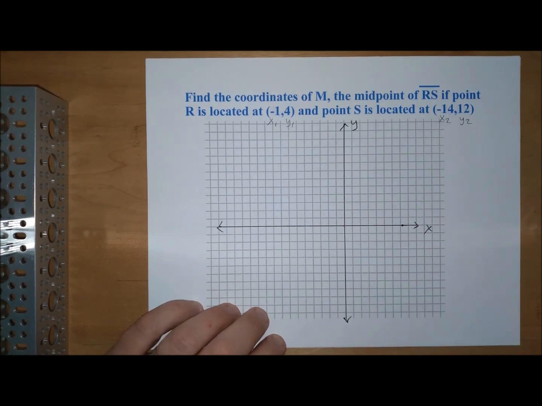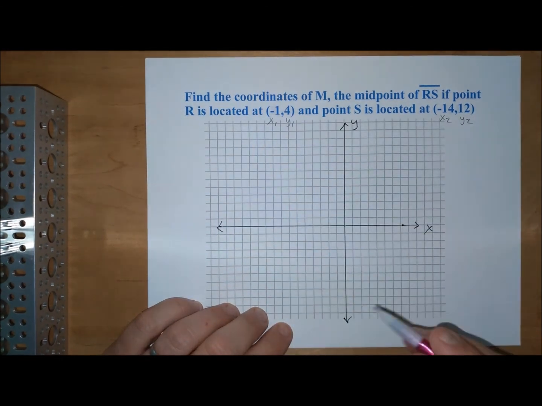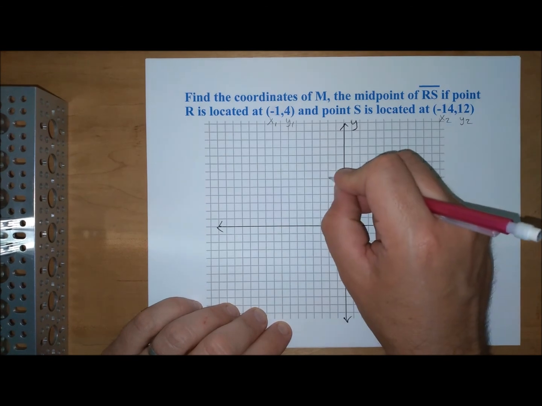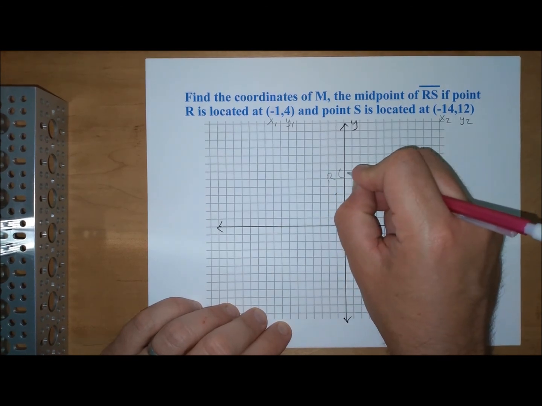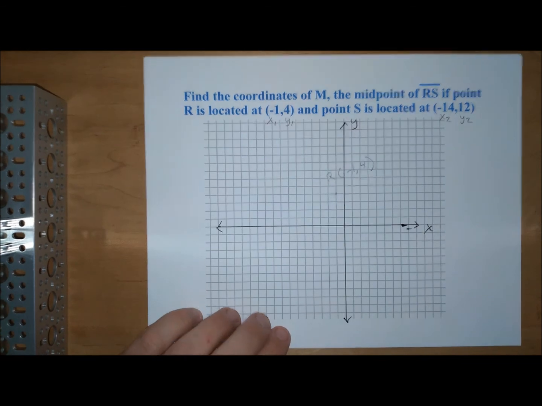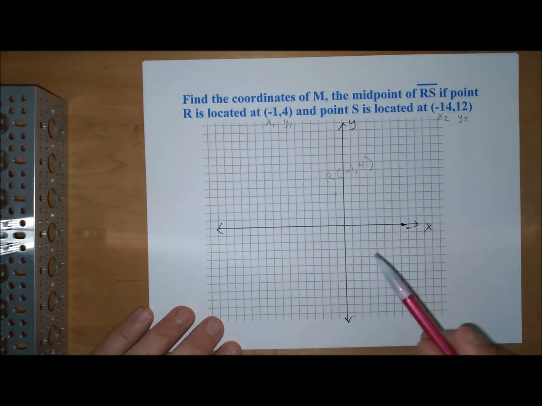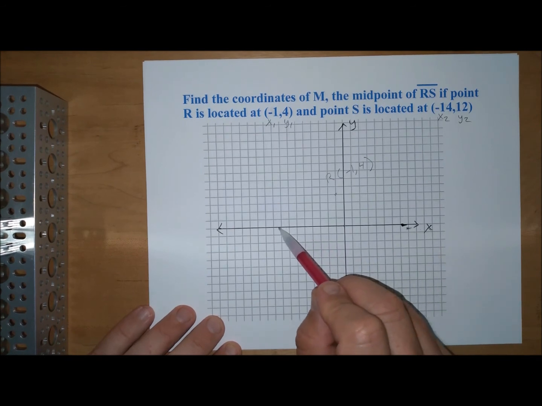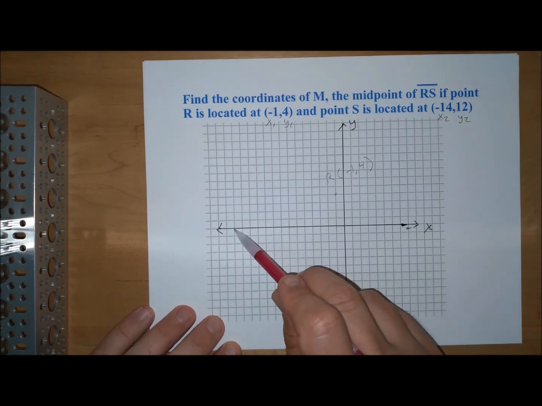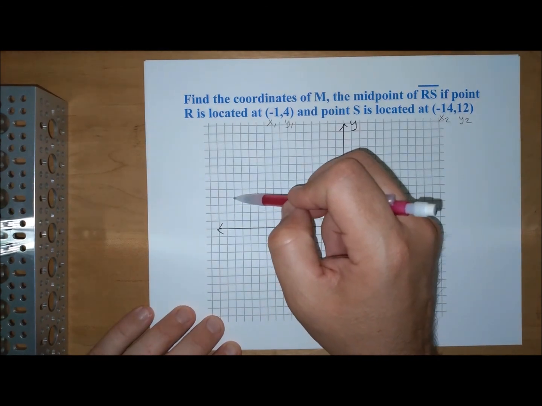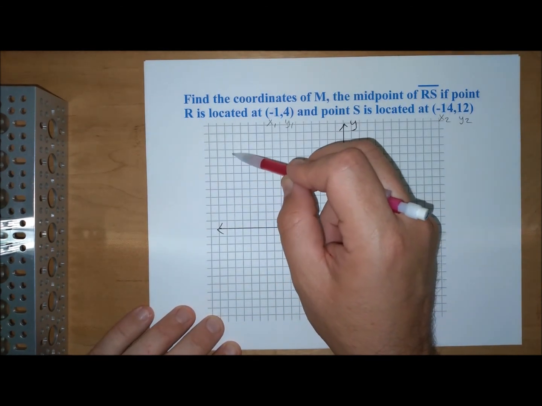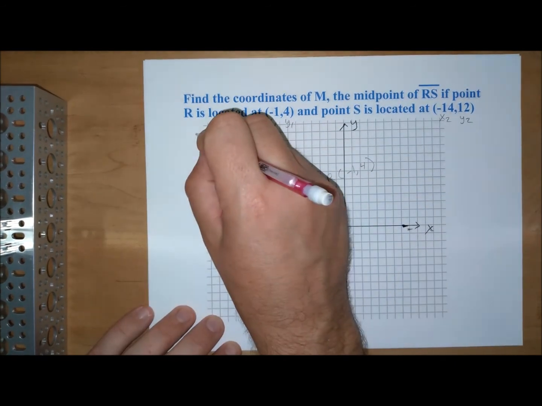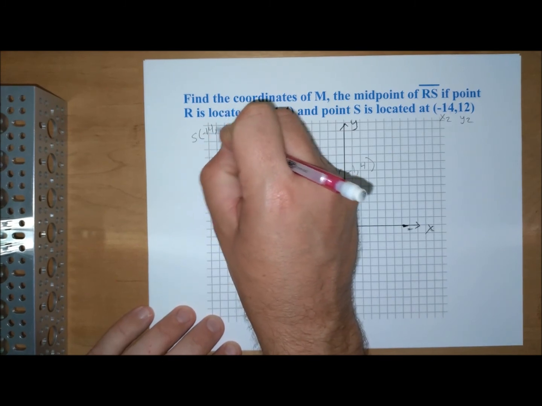And also, of course, have the graphic check. So let's go ahead and plot these points. R is at negative 1, positive 4. Good. There's R. We're at negative 1, positive 4. Okay. And then point S is located at negative 14, 12. I'm going to go over 14, 1, 2, 3, 4, 5, 6, 7, 8, 9, 10, 11, 12, 13, 14, and up 12. 1, 2, 3, 4, 5, 6, 7, 8, 9, 10, 11, 12. That is where my point S is, at negative 14, 12.